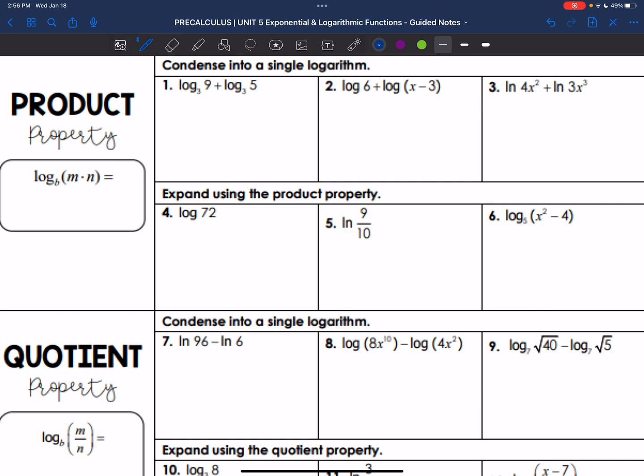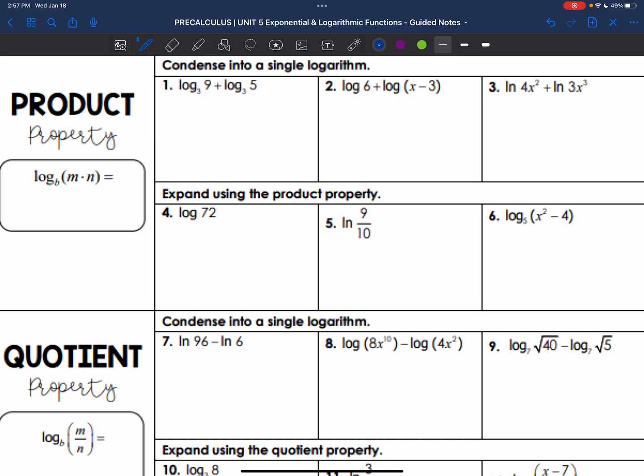In today's video, we are going to use our properties of logarithms in order to evaluate or transform logarithmic expressions. So let's go ahead and begin with our first rule, the product rule.